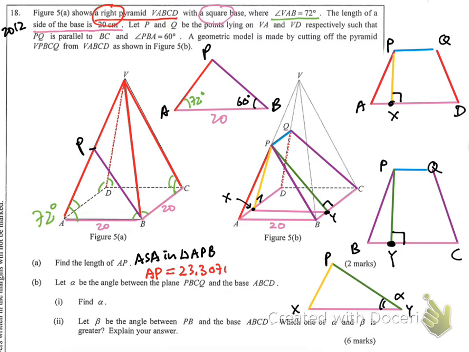Let me give more accuracy in digits. So that's 23.3 to 3 decimal places. So that is AP. Simple enough, right? 2 marks, fair enough.